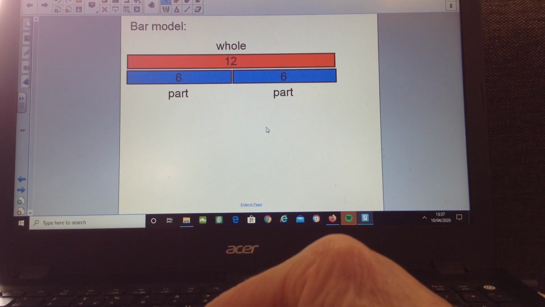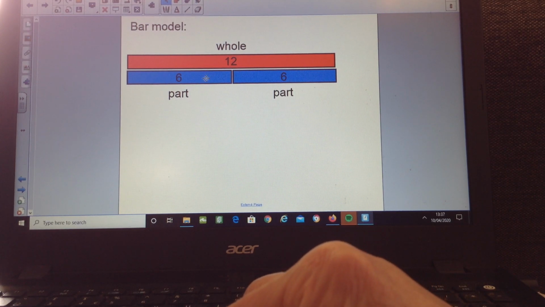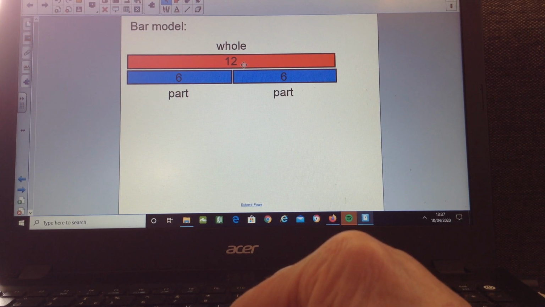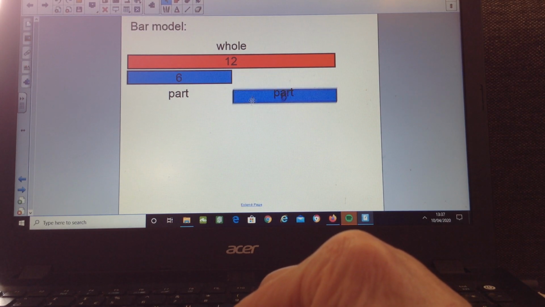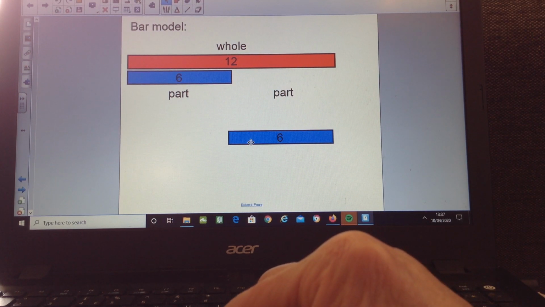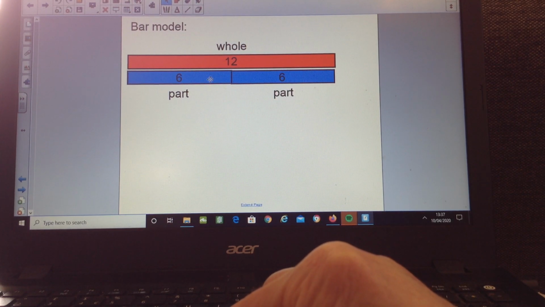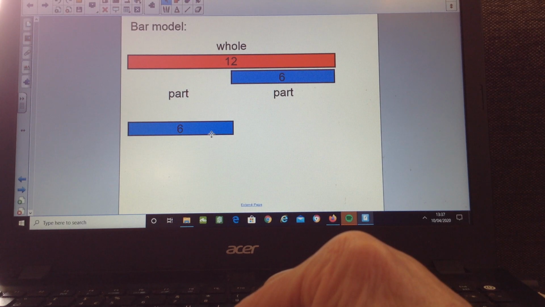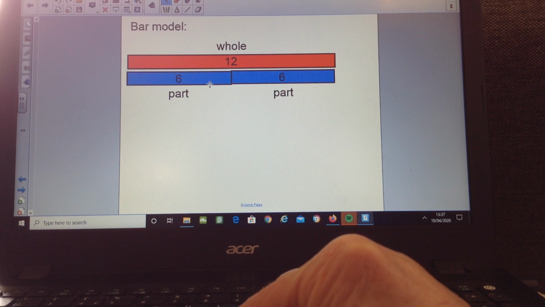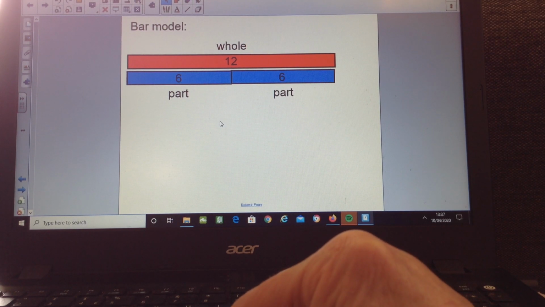Let's look at it as a bar model, our part, whole bar model. 6 add 6 equals 12. If we've got 12 and we take away 6, there's 6 left. If we've got 12 and we take away the other 6, there's 6 left. Our part, whole bar model.